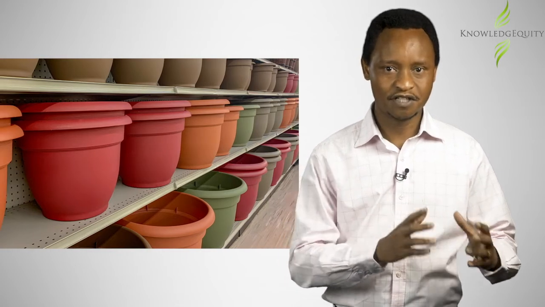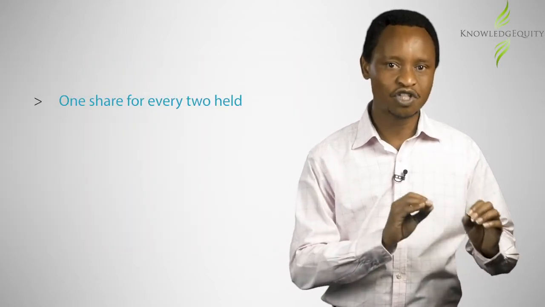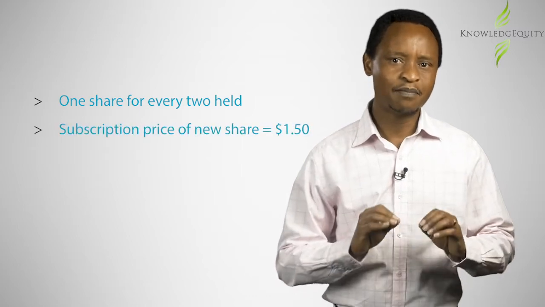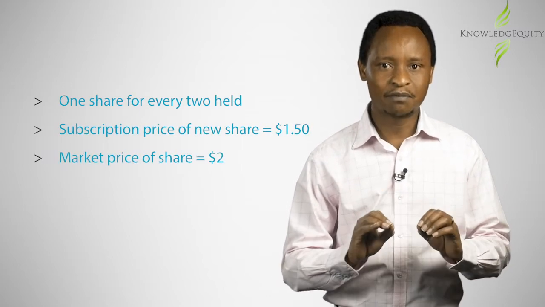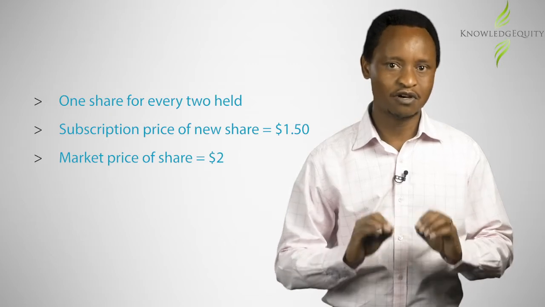Happy Pots Limited, which manufactures and sells garden pots, has decided to raise equity funding through a rights issue to existing shareholders. The funds will be utilized to increase its manufacturing capabilities. The issue is on a 1 share for every 2 shares held basis. The price for each new share is $1.50, and the current market price of existing shares is $2.